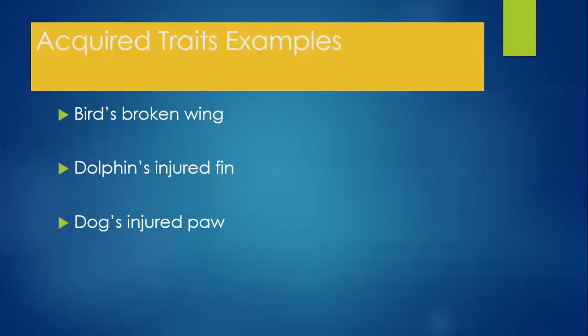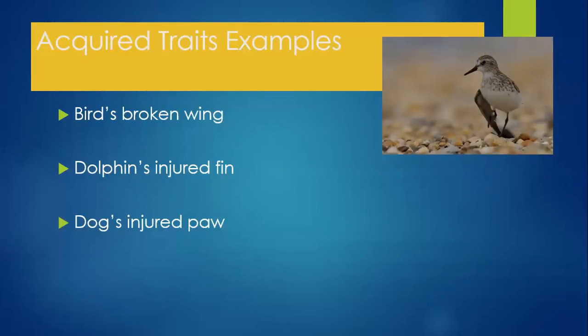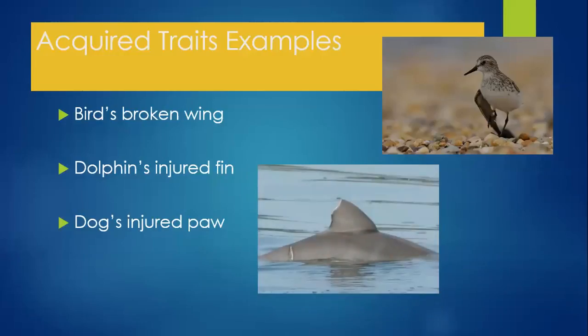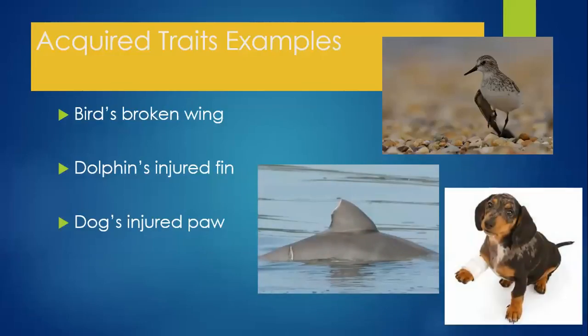Let's look at some acquired traits in animals. How about a bird's broken wing? A dolphin's injured fin? A dog's injured paw?